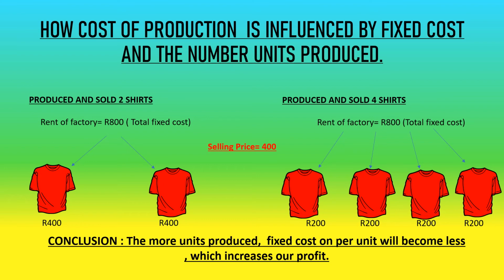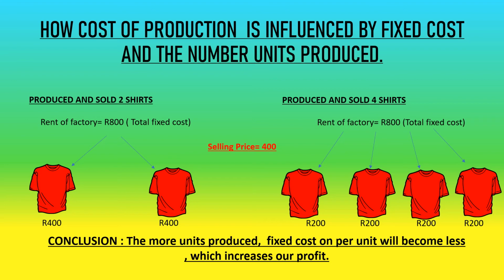So in the first scenario, our fixed cost is 800 Rand for the rent, right? And the number of units we produce and sell is 2 shirts. Now we take that fixed cost and we divide it amongst the 2 shirts, right? And what do we get? We get a cost per unit of 400 Rand.